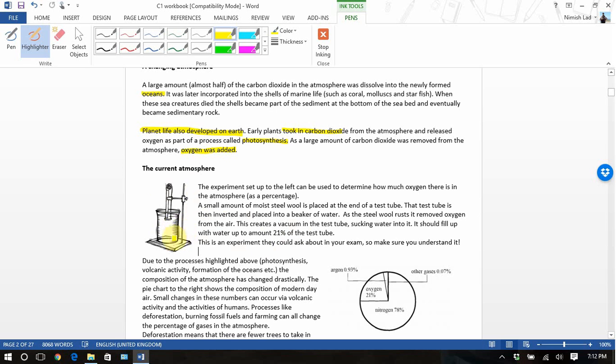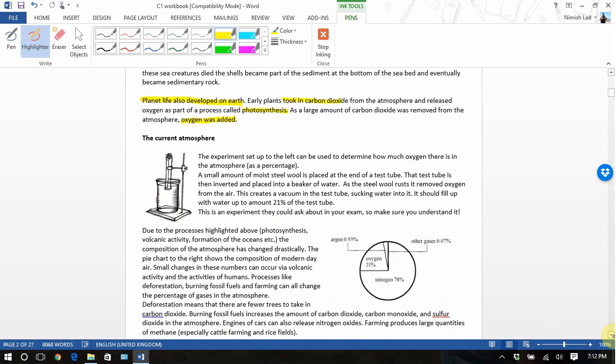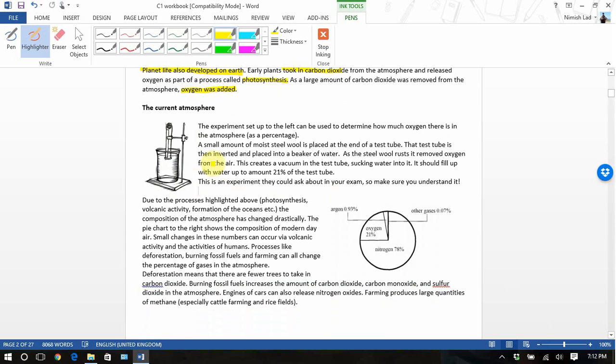The BBC Bitesize website has an excellent example of a gas syringe, where they heat up some copper, and a similar thing happens there, where 21% of the gas in the air disappears. So due to this process, photosynthesis, volcanic activity, and the formation of the oceans, the composition has drastically changed, and the pie chart to the right shows what the modern day atmosphere is like.